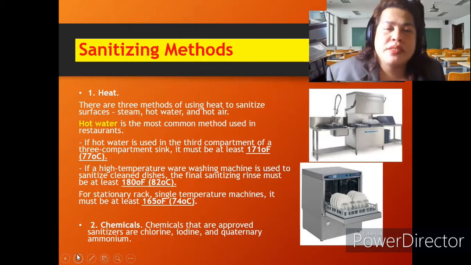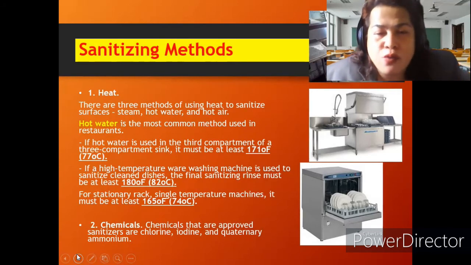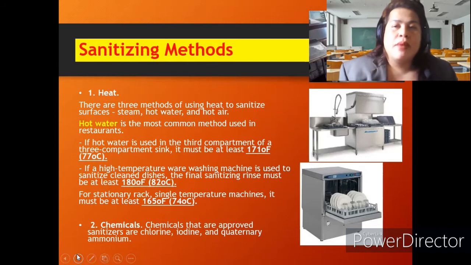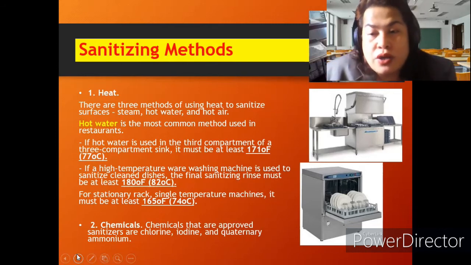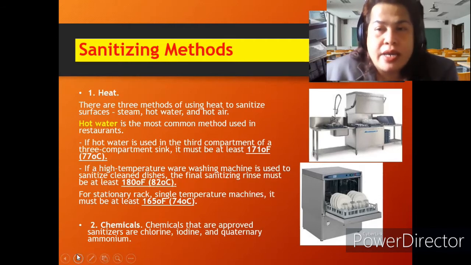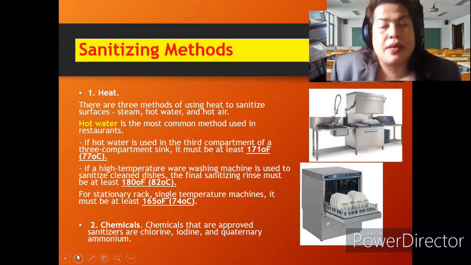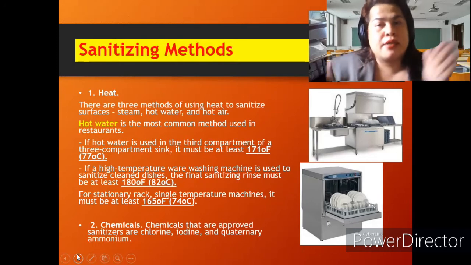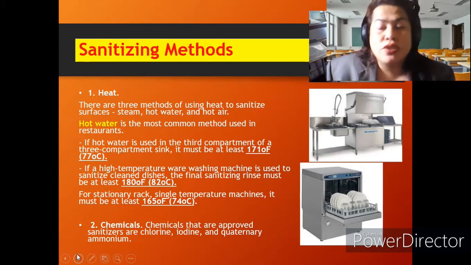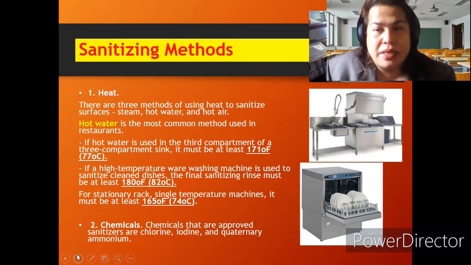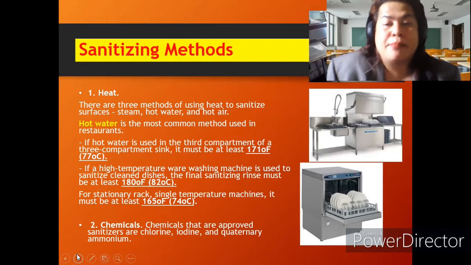So take note, if hot water is used in the third compartment of a three compartment sink, dapat daw ang tubig na gagamitin natin is at least 171 degrees Fahrenheit or 77 degrees centigrade. As you can see, baka medyo nalilito kayo kung ano yung third compartment. From the picture, I have here an example of a three compartment sink, which is usually ginagamit commercially sa mga restaurant, sa mga food establishment. Kung mapapansin nyo, tatlo. We have, of course, washing, rinsing, and sanitizing. Yun yung pinaka-commonly na meron doon sa three compartment.